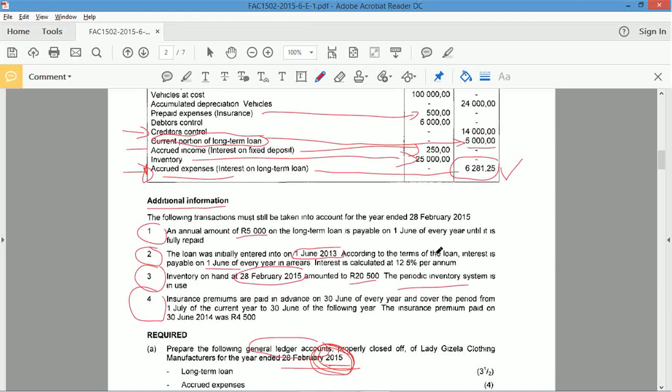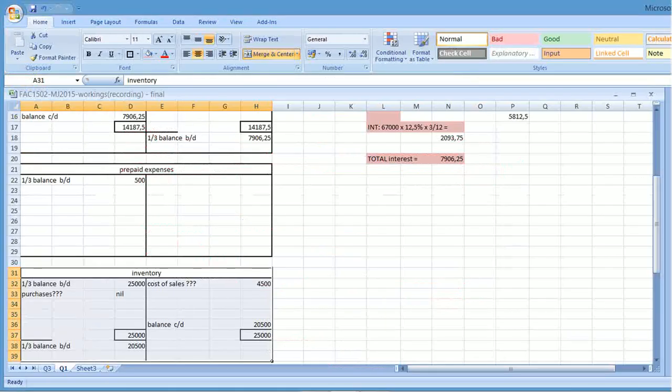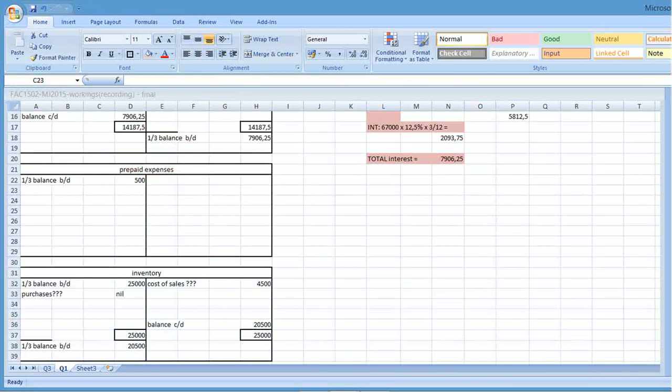Number 4, insurance premiums are paid in advance on 30th of June of every year and cover the period from 1st July of the current year to 30th of June of the following year. The insurance premium paid on the 30th of June was 4,500. Right, so this is a prepayment.